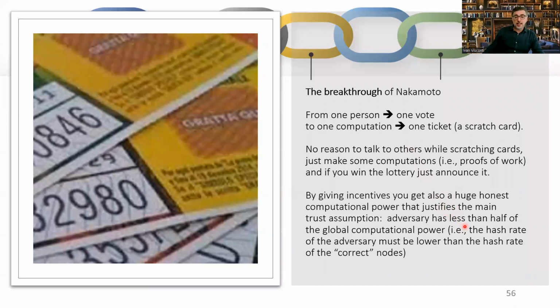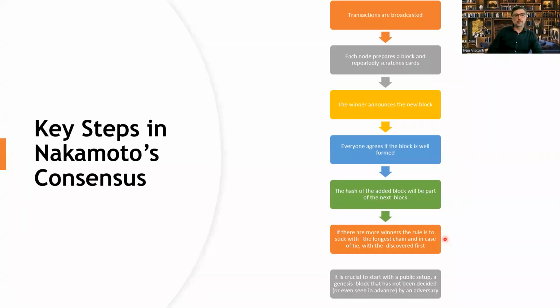If the adversary has less than half of the global computational power, which is basically the hash rate, how many evaluations of the hash function you can do, the adversary is not going to be able to damage the consistency of this system.